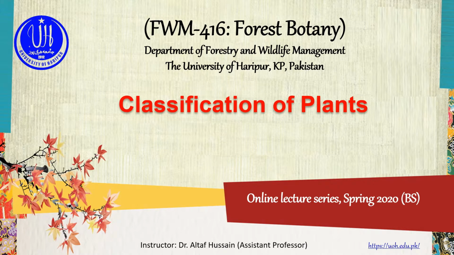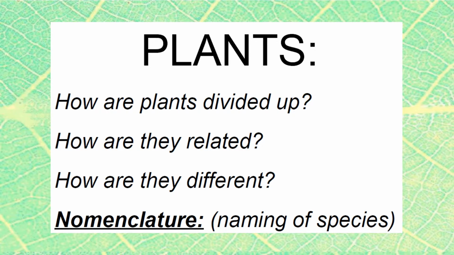Therefore, it's important for us to understand how to identify plants of different types, or in other words, how to classify plants. So in this lecture, we're going to be focusing on the classification of plants. When we are working with plants, it's important for us to understand how to divide those plants on the basis of similarities or differences. The science of naming plants is called classification of plants or nomenclature.